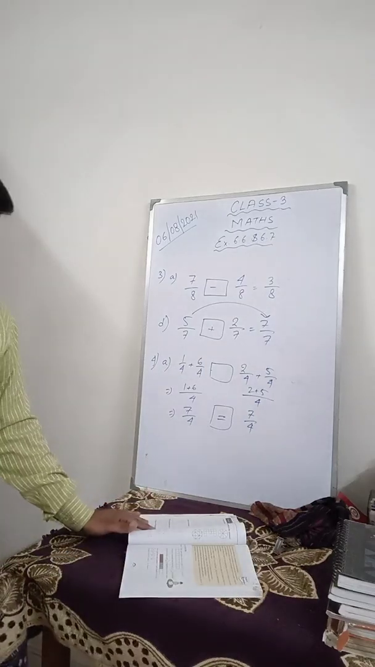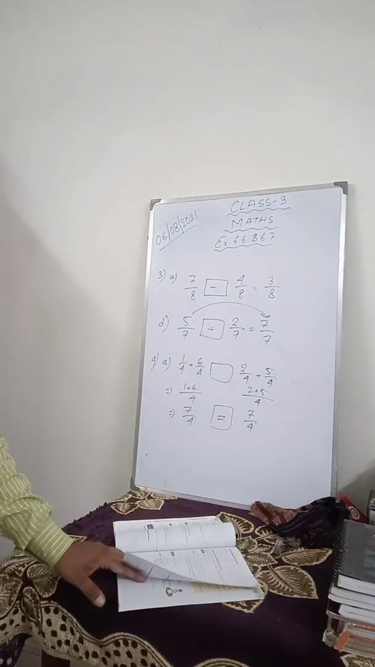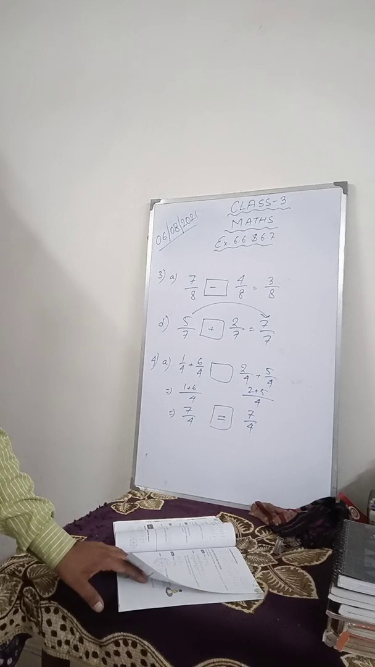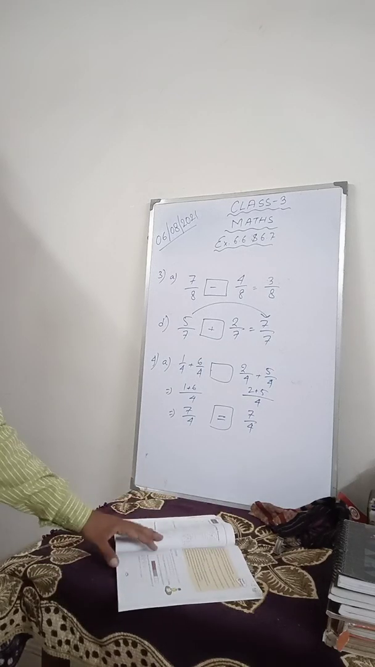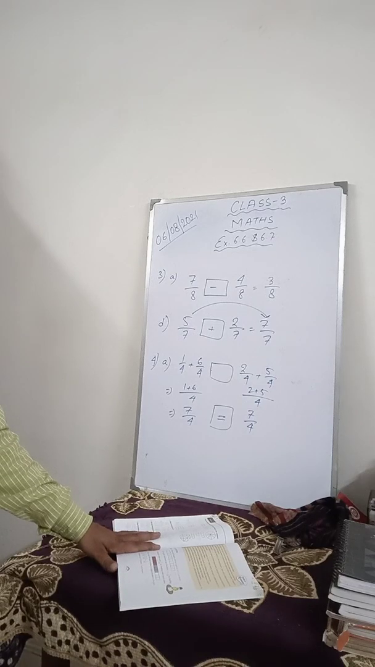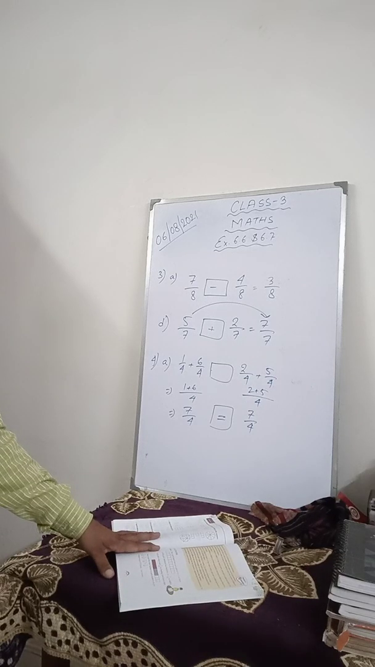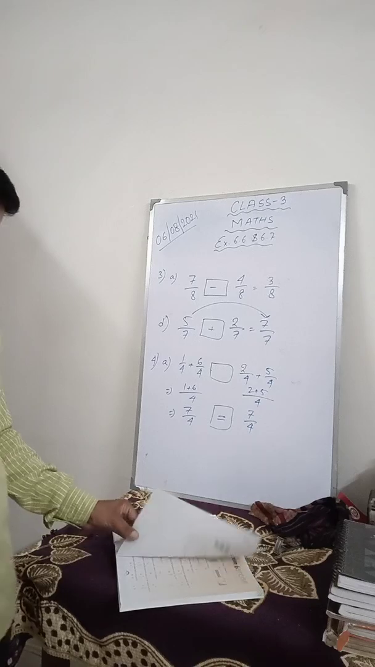Please complete both exercises of chapter 6. In exercise 6.6, question number 1 you will do in the book, question number 2 in the copy. In exercise 6.7, question number 1 you will do in the book, and the remaining questions 2, 3 and 4 you will do in the copy.